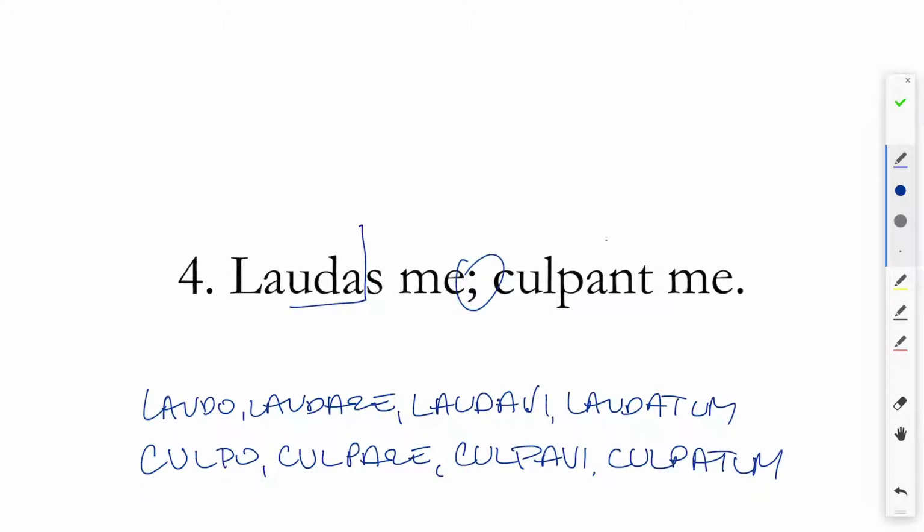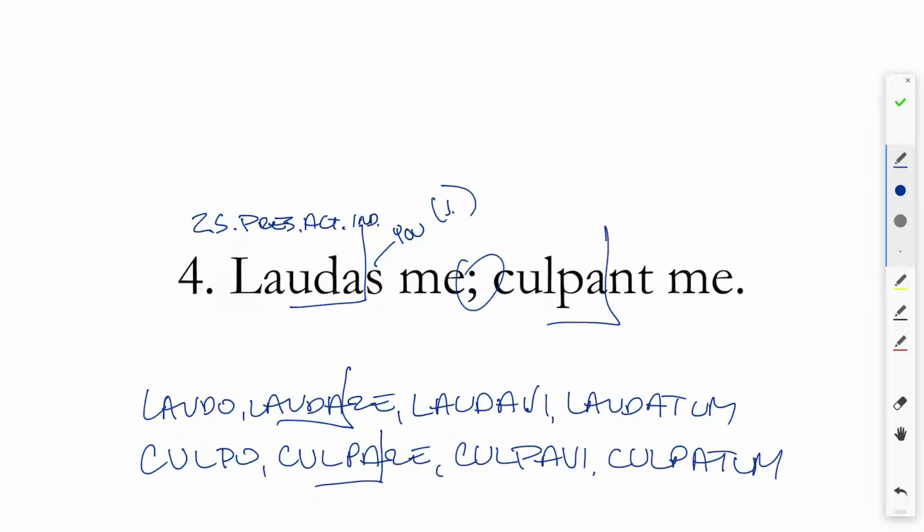Both of these, notice we have our present stem in there, the second principal part minus the re, but it is the subject that is different here. This one, the subject of laudas, is what is signified by the s, which is you, singular. And so we call this the second person singular. It's the present tense, it's active, and it is indicative. The culpant means they, and this is third person plural, present, active, indicative. In other words, there is some praising going on and some blaming going on. In the first one, you praise me, as indicated by the S, and the second one, they blame me, as indicated by the NT.